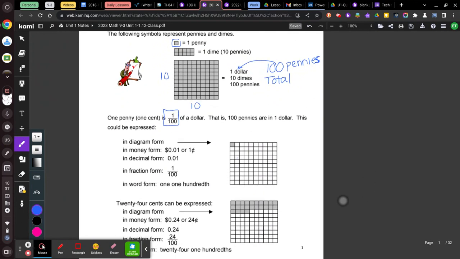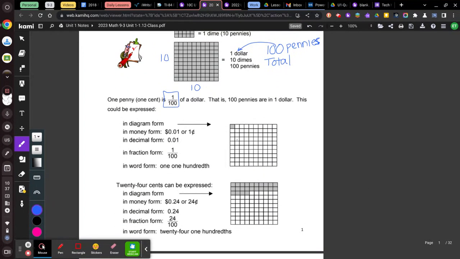Now, how would I draw that? Well, if I wanted to shade it on a diagram, I would only shade just one square. That would show me 1 penny out of 100 pennies. So again, you would draw the grid. It's called a 10 by 10 grid. And then you'd be able to shade in however many they tell you.